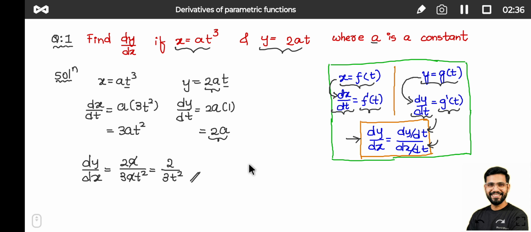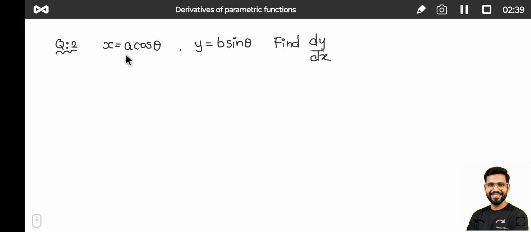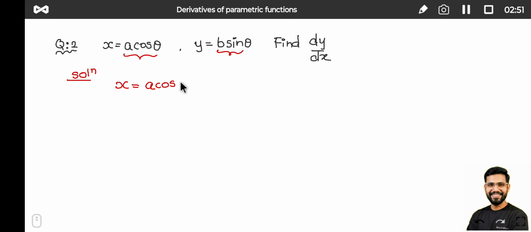Look at the next question. So x is given as a cos theta and y is given as b sin theta. We have to find dy by dx. Okay, so first of all, let's write whatever is given. So x is equal to a cos theta. Here this a is a constant, and y is equal to b sin theta. Okay, so here this b is a constant.